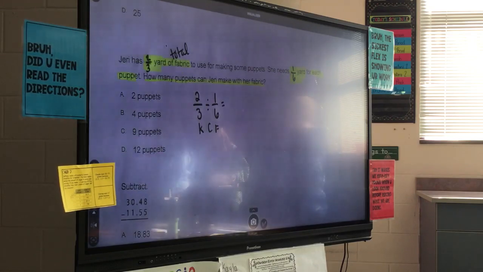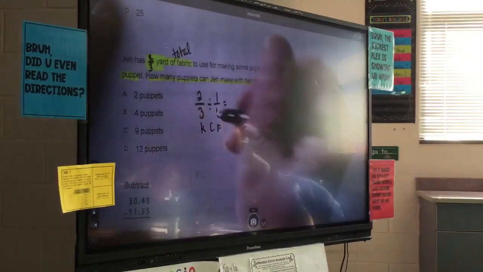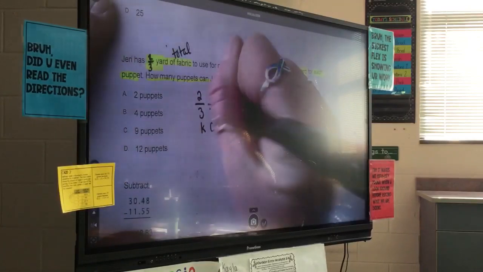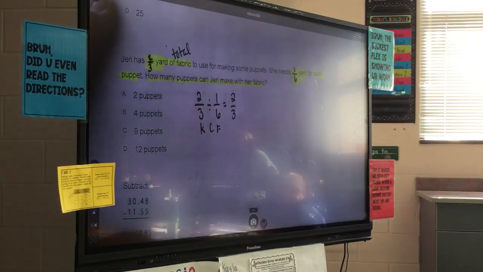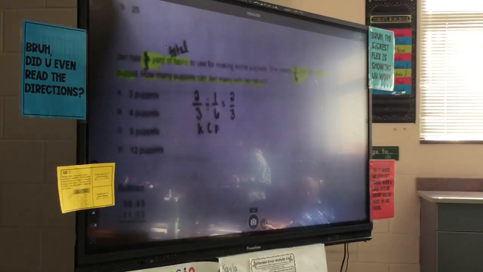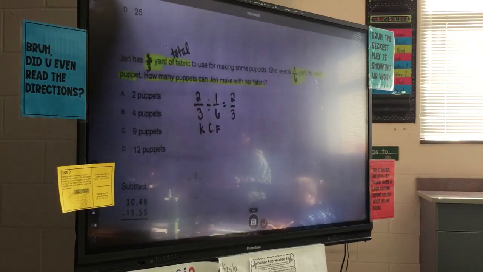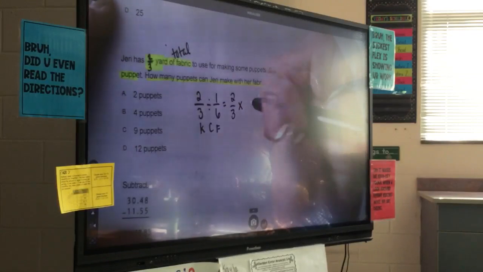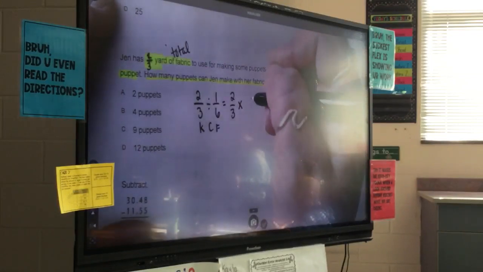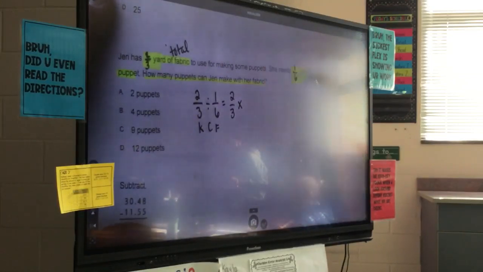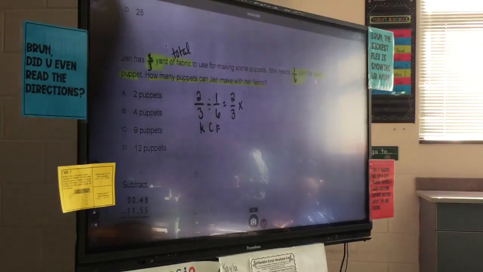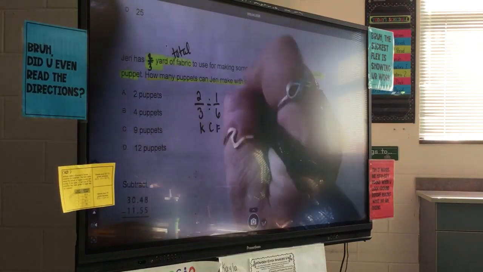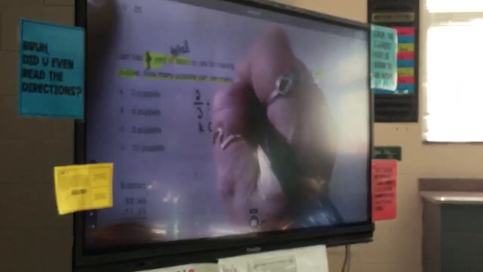All right, have a seat. So when we keep change flip, we keep the first one. What does the change mean? What does it mean to change? Right, change the division sign to a multiplication. Okay, what does it mean to flip? Mercedes, what does it mean to flip? Okay. Then I multiply straight across.